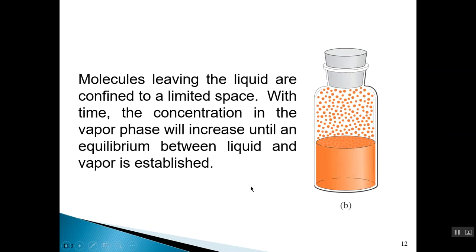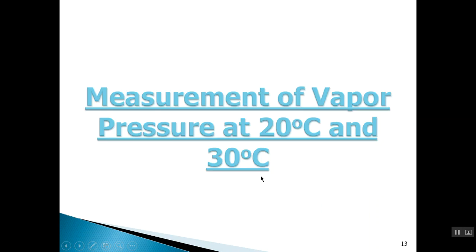Now, if the system is closed, as we see in this diagram here, then you won't have all the liquid drying out, because as soon as the vapor is formed, if enough of it is formed, it has nowhere to escape, so some of it will go back into the liquid state, but at the same time some of the liquid will go into the vapor state. So you'll have that back and forth taking place between the two. And eventually you have a state of dynamic equilibrium between both the liquid and the vapor state.